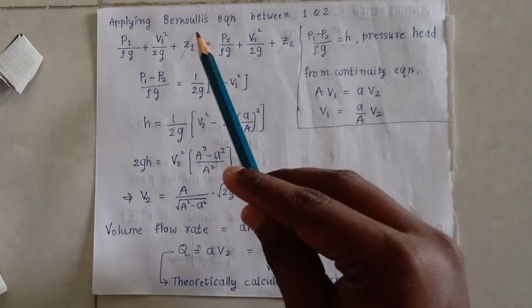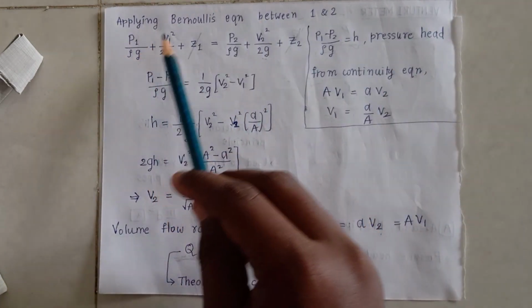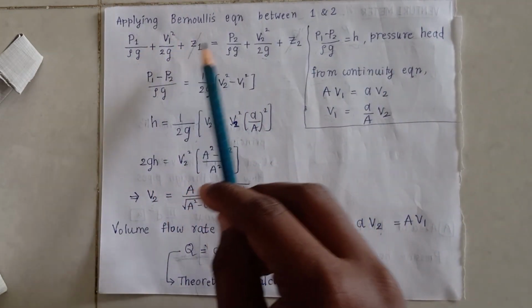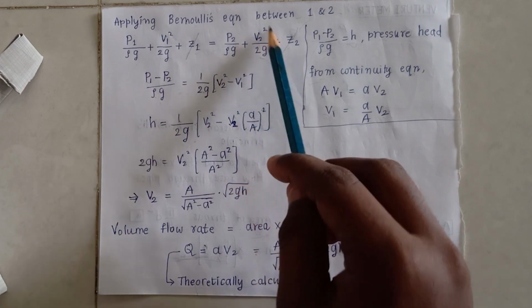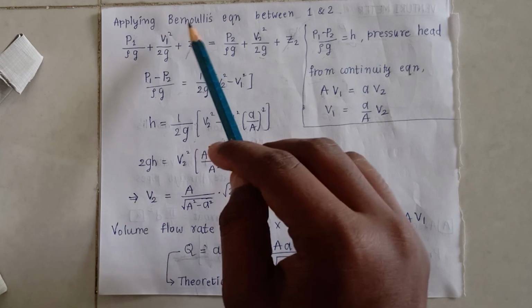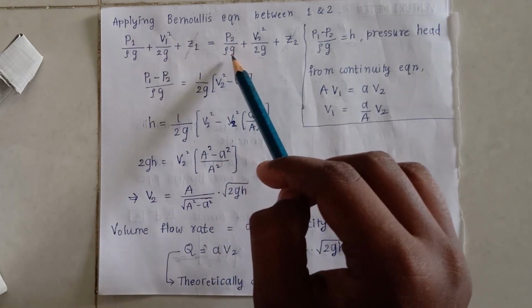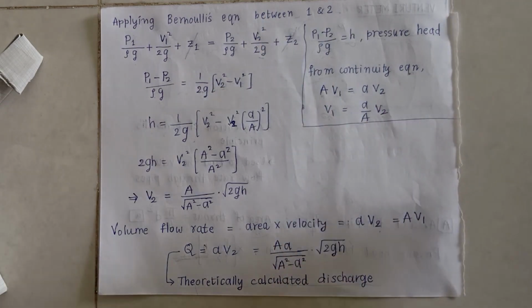We will apply Bernoulli's equation between points 1 and 2. We have P1 by rho g plus V1 square by 2g plus Z1 is equal to P2 by rho g plus V2 square by 2g plus Z2. Now P1 is the pressure at point 1, V1 is the velocity of fluid at point 1, P2 is the pressure at point 2, and V2 is the velocity of fluid at point 2.